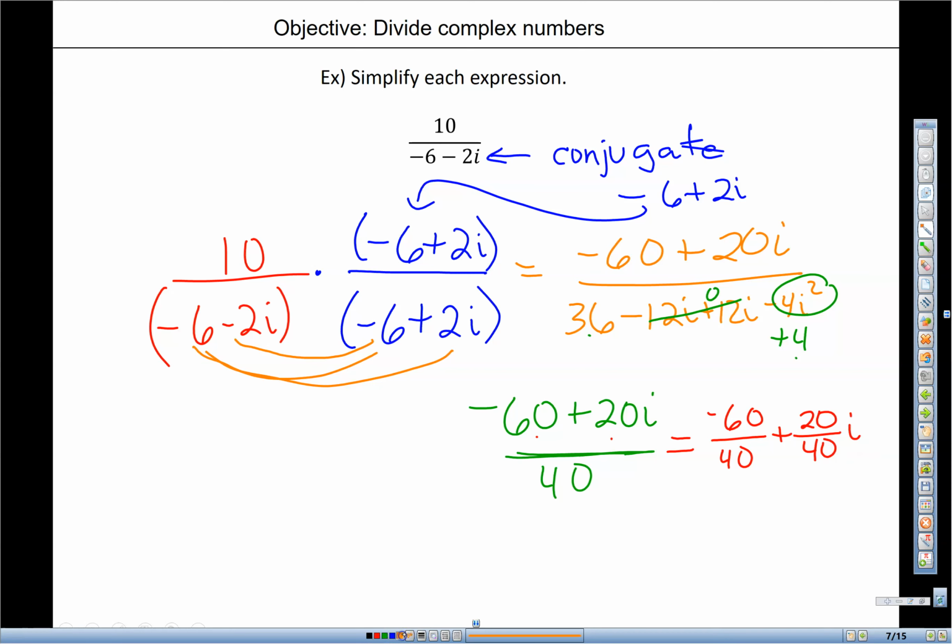And then reducing our fractions here, which have a common factor of 10, that would give us -6 over 4, which then further reduces with a 2 to -3 over 2. And this becomes, reducing by 10, 2 over 4 times i, and then 2 over 4 reduces to 1/2 times i. So there is our final answer to the division problem, which is a new complex number, and we've got it in its simplest a plus bi form.